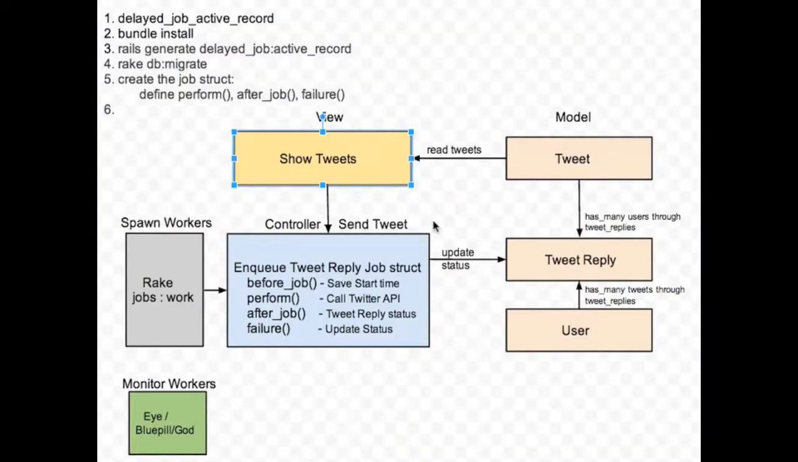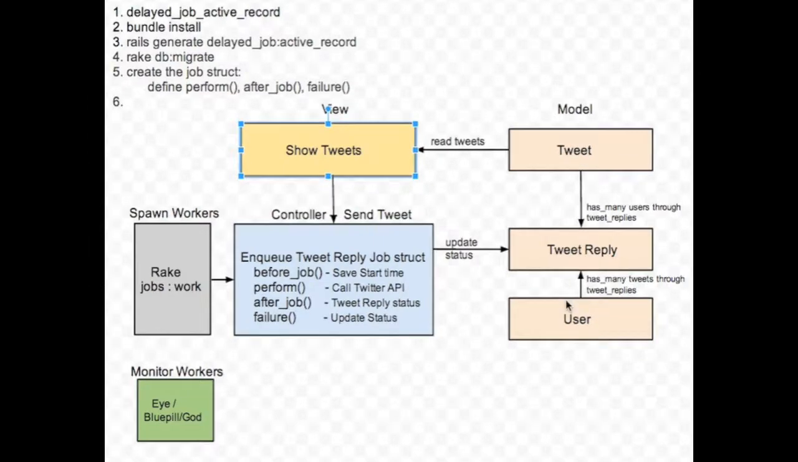This diagram represents an example that I'm going to be using to show you delayed job. We have tweets stored in a model. Our users are going to be using the Twitter API to send replies to tweets, and we're going to be using delayed job so that the user can make many replies on tweets stored in our table.